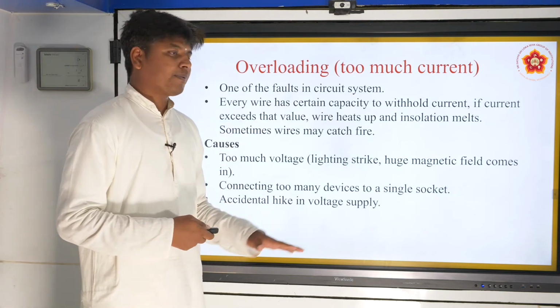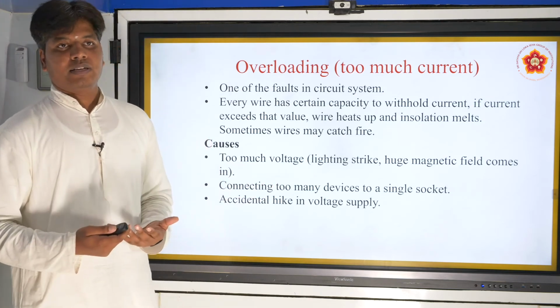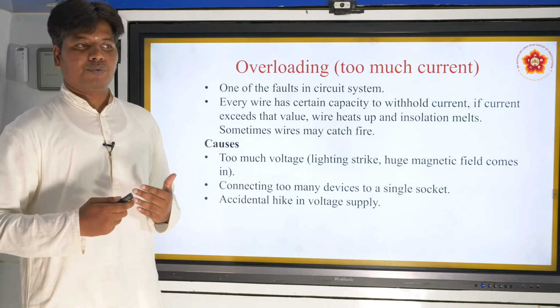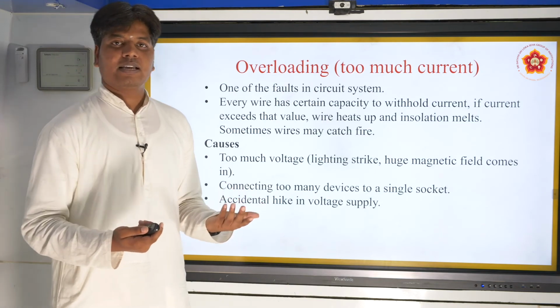Accidental hike in voltage supply from the power station. Sometimes accidentally it happens, the supply or the transformer fault, we will have suddenly high voltages.